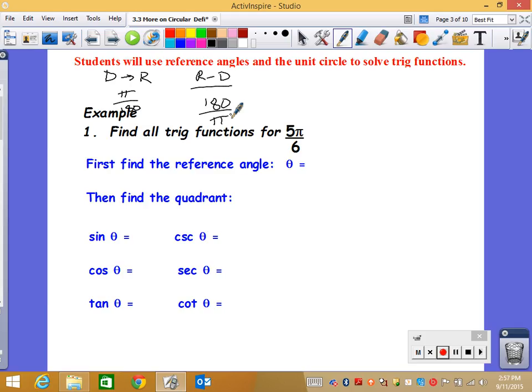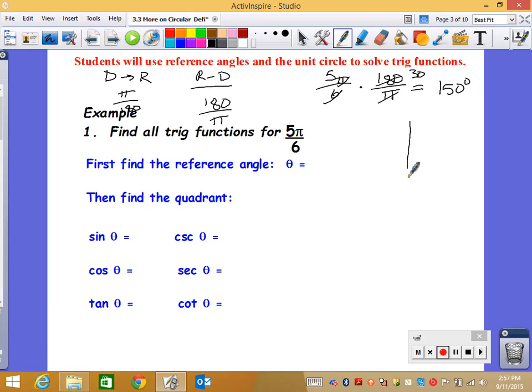So let's switch 5 pi over 6 to degrees. We're going from radians to degrees, so we multiply 5 pi over 6 by 180 over pi. Our pi's cancel. 6 goes into 180 30 times. So our final answer is 150 degrees. Well, first order of business is to find our reference angle.